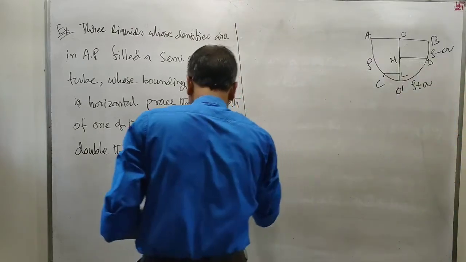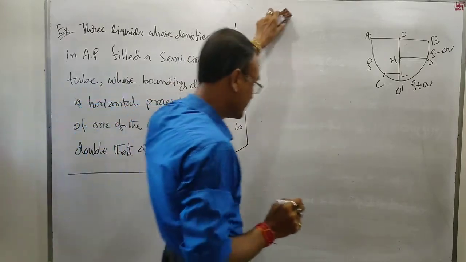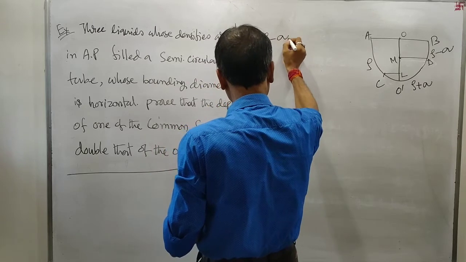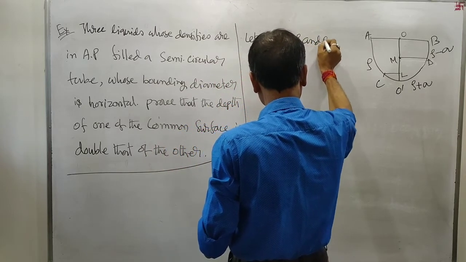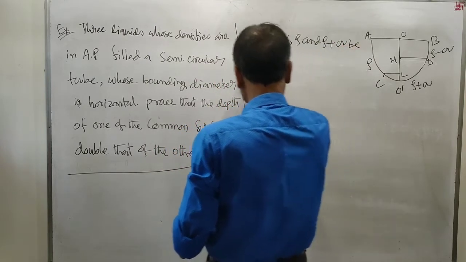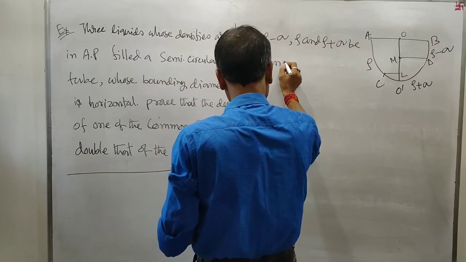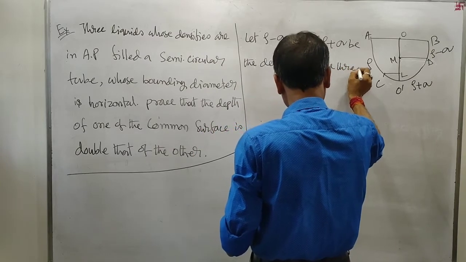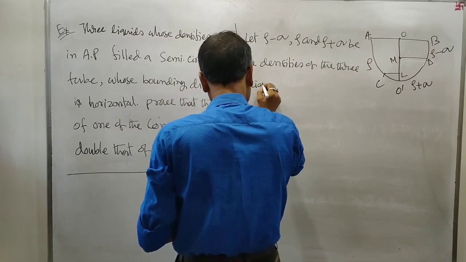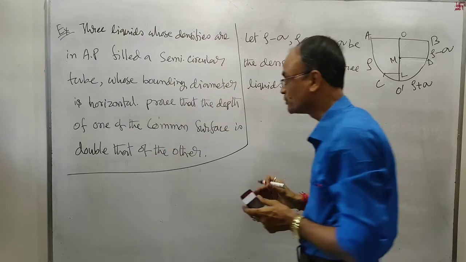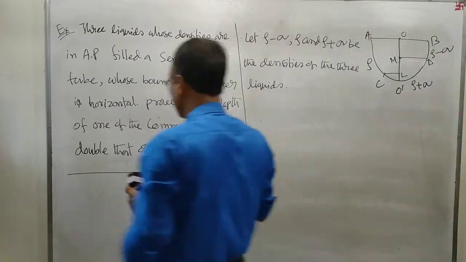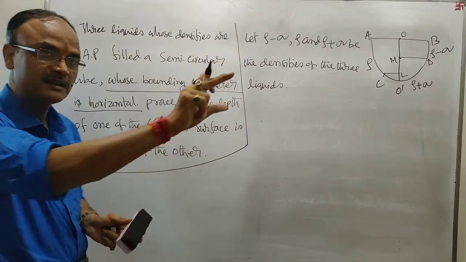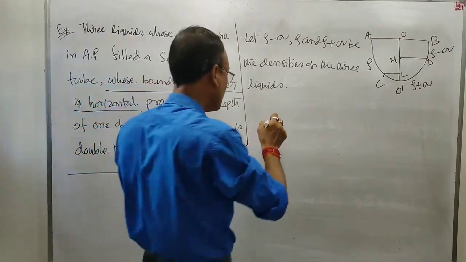Now, let me proceed. Let rho minus sigma, rho and rho plus sigma be the densities of the 3 liquids. The bounding diameter is horizontal. Let AOB be the bounding diameter.